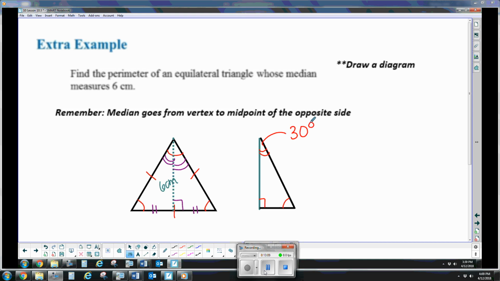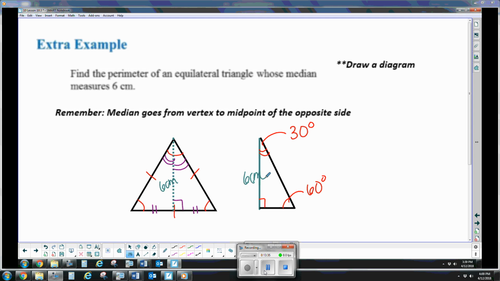So we know that this angle is 30 degrees because it's half of 60 degrees because it's the angle bisector. That median is the angle bisector. We know this other angle is 60 degrees because in an equilateral triangle, all angles are equal, which means they have to be 60 degrees because a triangle sums to 180. And then we know that this side length, this leg, is 6 centimeters.